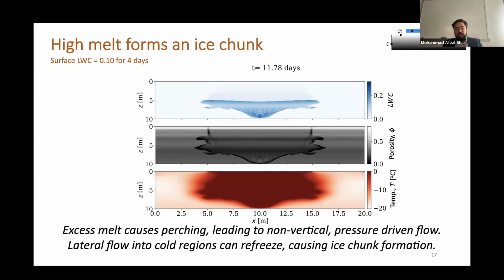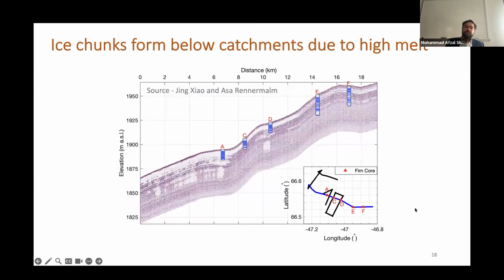If we look at the ground penetrating radar measurements collected by my collaborators from Southwest Greenland, we do see these ice chunks below these topographic catchments. These are the regions where water can collect and local meltwater flux can increase, forming these weird patterns right below these catchments. In reality, meltwater content at the surface is not exactly the more physically intuitive boundary condition.